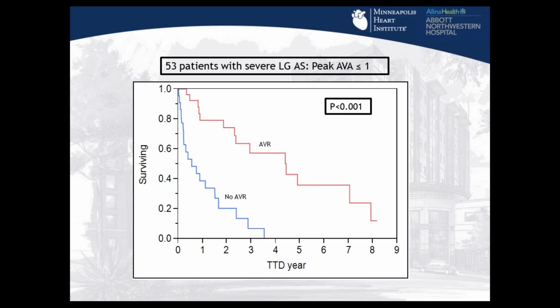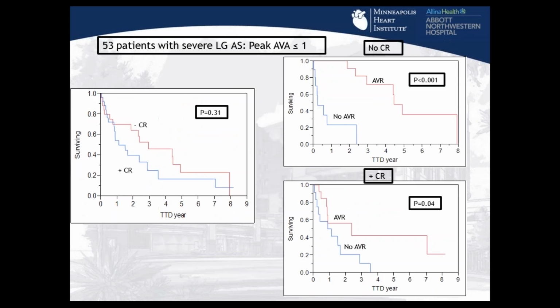If you truly have severe aortic valve stenosis with low ejection fraction, you do benefit from aortic valve replacement. We already know this, but this is more of a proof of concept. So this is, I think, interesting information. We looked at the effect of contractile reserve on mortality.